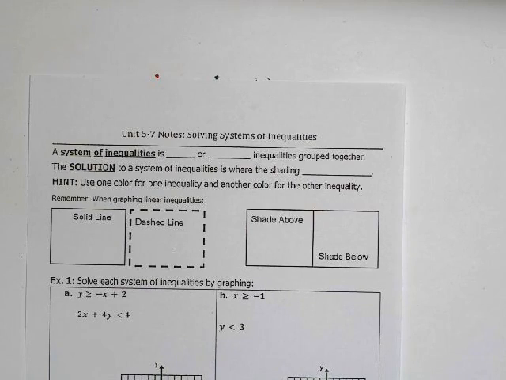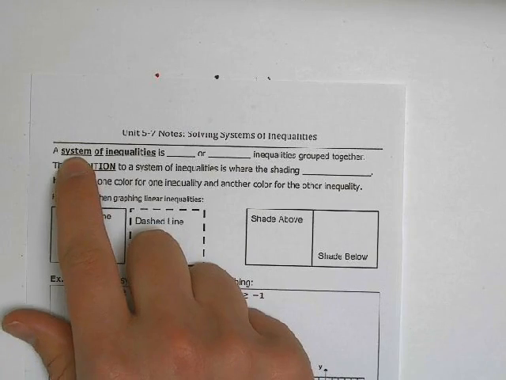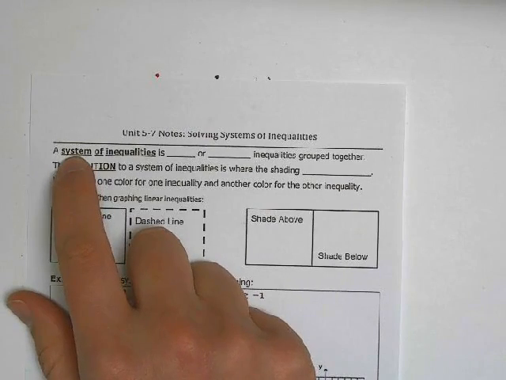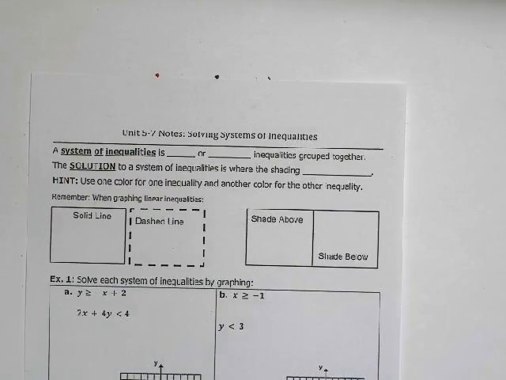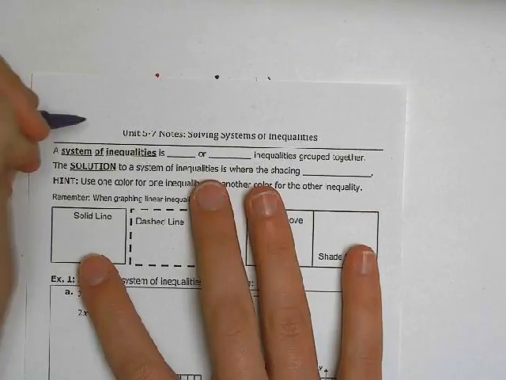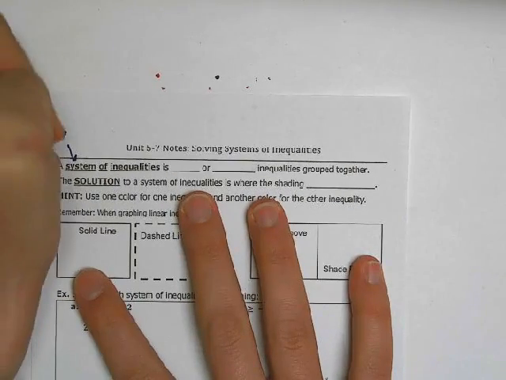So a system, what does system mean? Two, right? Two equations. Inequalities, what does inequalities mean? An unequal equation. So it's unequal, so does it have an equal sign? No. What signs does it have? Less than. Okay, so right here, I want you to draw an arrow to system and put 2 above it.